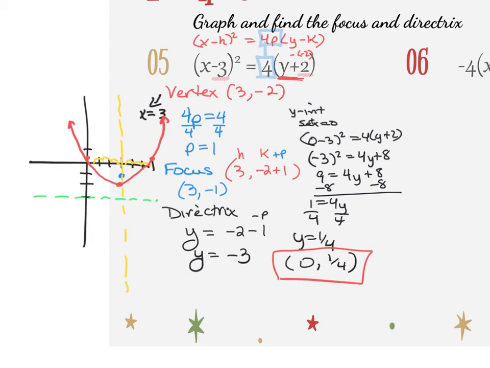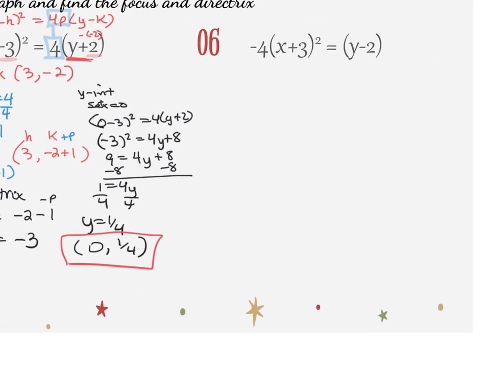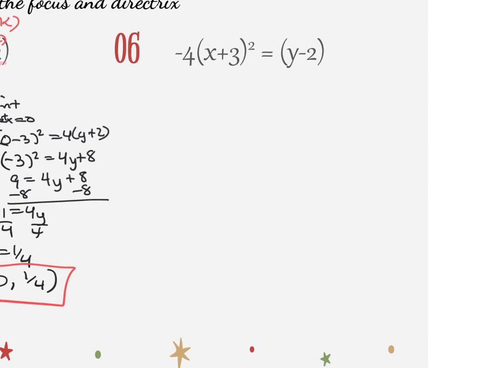Let's try number 4. So for number 6, make sure that your squared binomial is by itself. It's not, so I need to divide both sides by -4. Now I have x plus 3 squared equals -1/4 times y minus 2.